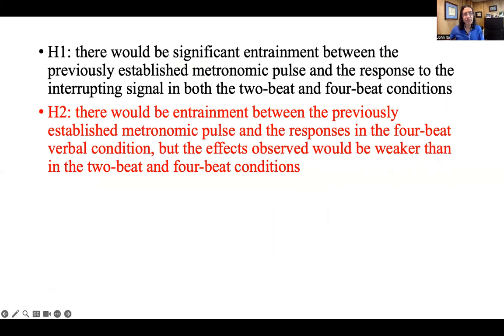Second hypothesis: that there would be entrainment between the previously established metronomic pulse and the responses in the 4-beat verbal condition, but the effects observed would be weaker than in the 2-beat and 4-beat conditions. This hypothesis was formulated especially in light of second author Heather Rusevich's theory of entrained manual and speech systems, that there's a phase capture effect: when you talk with your hands while you're talking, there's phase capture between your hand motions and your speech.